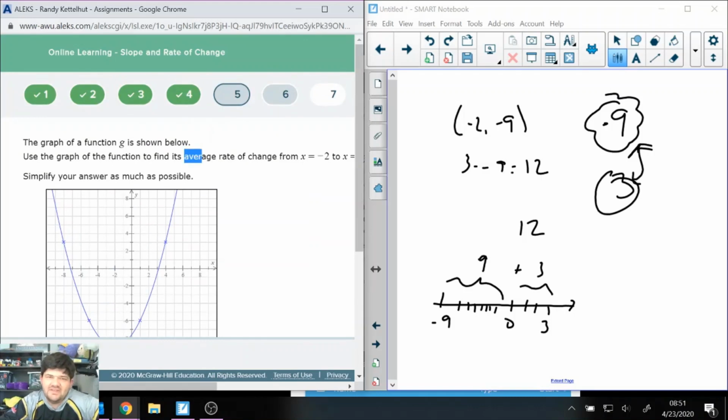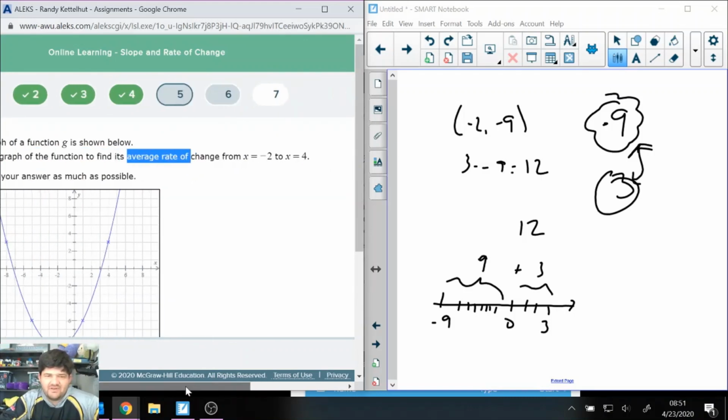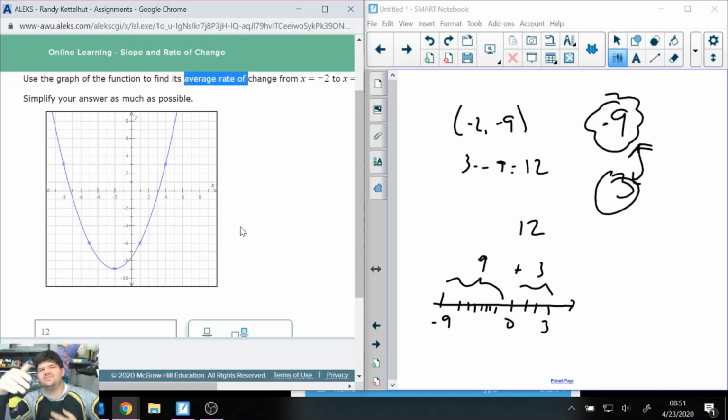Now the other part of this keyword is average. Average rate of change. So you got to think average. When you do average, you add everything up, divided by the total number of things in the set. So for us, we're saying, yes, it went up 12, but how many units did we have to move in order to go up 12? That's where we look at this. We started from -2, we went to 4. So we're going -2 to -1, 0, 1, 2, 3, 4. That's 6. So we had to go 6 units to the right, and we had to go 12 units up.